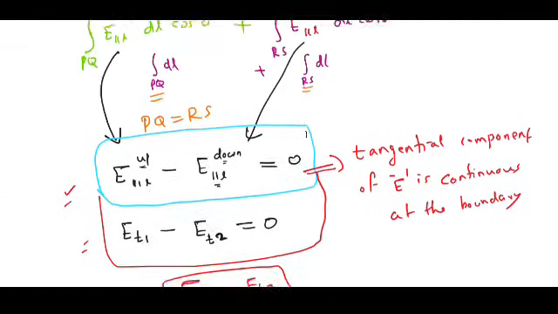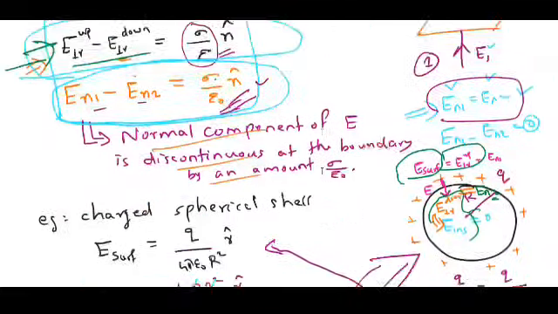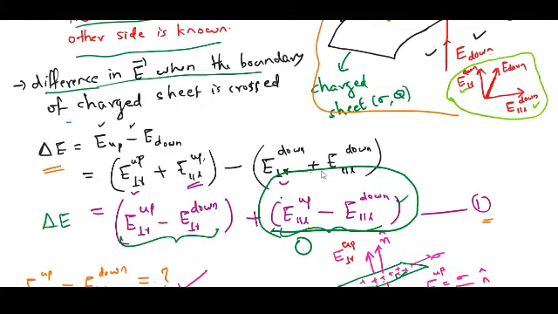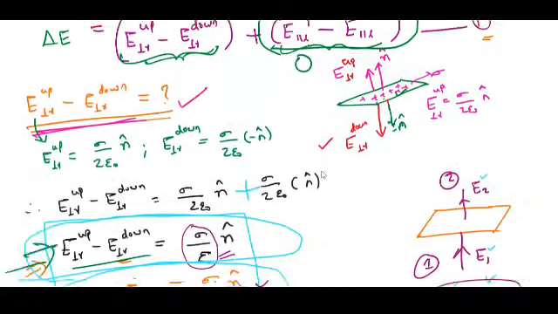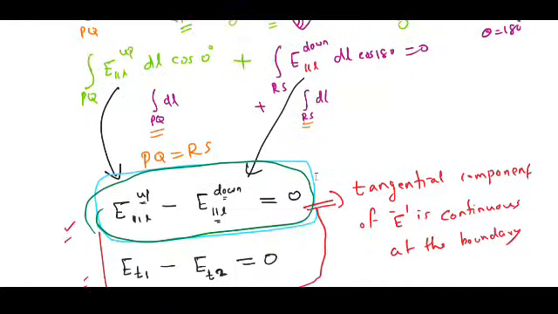Now if you look back, E parallel up minus E parallel down is equal to 0, we have to substitute this value 0 into this expression, the second term in equation 1. This will be 0. Therefore, let us write the difference in the electric field when the boundary of the charge sheet is crossed. That is, we have to substitute E perpendicular up minus E perpendicular down, that we obtained as sigma divided by epsilon 0 n.